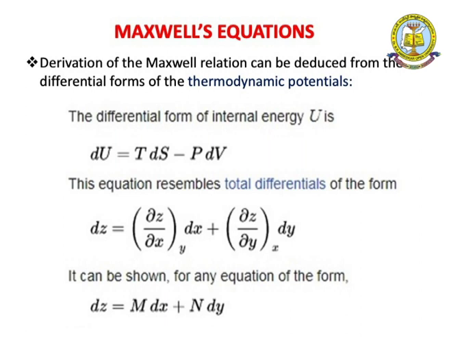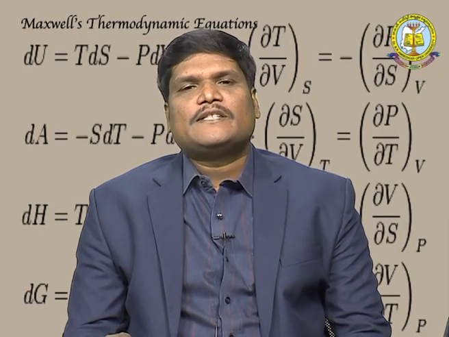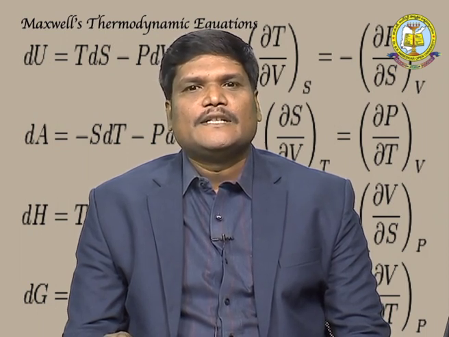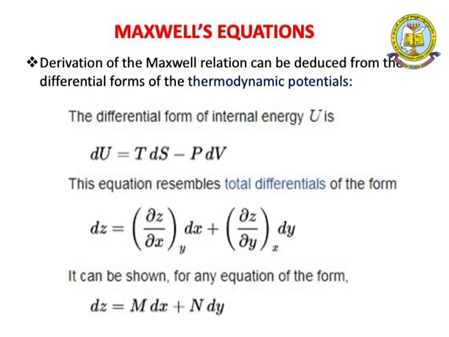Here, considering the internal energy equation dU equals TdS minus PdV, what is the total differential? You know the basic equation pretty well. Let us consider dz. In place of z, you can put U, F, H as well as G values. The total differential form is dz equals (∂z/∂x)_y dx plus (∂z/∂y)_x dy.